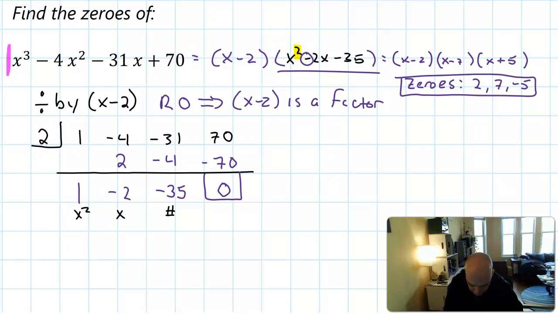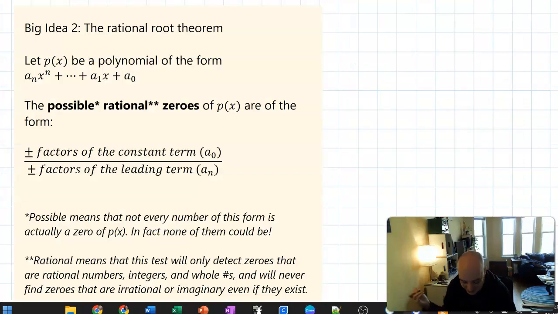But what do you do if you don't know one of the zeros already? Well, then you use something called the rational root theorem. Now, this theorem looks a little scary at first, but it's really, really simple to use.